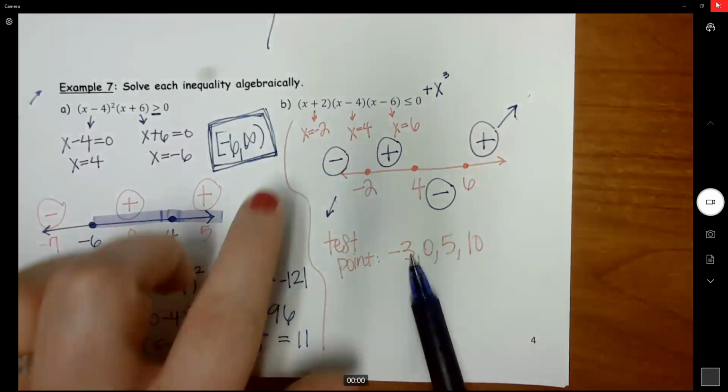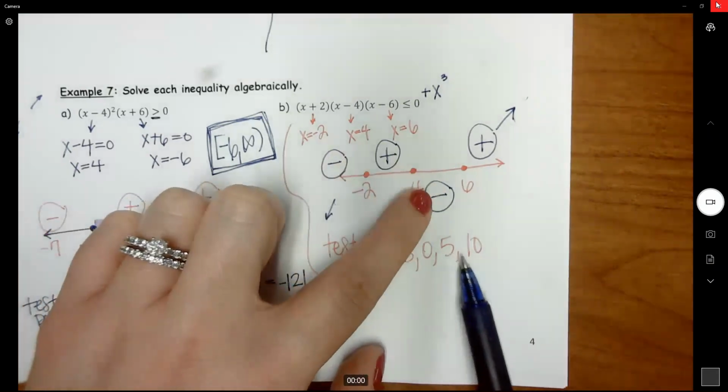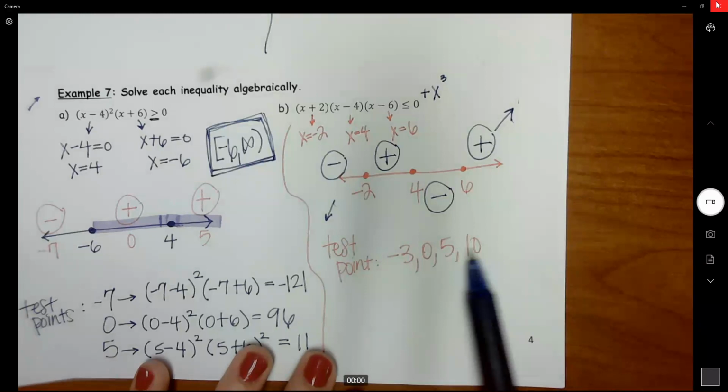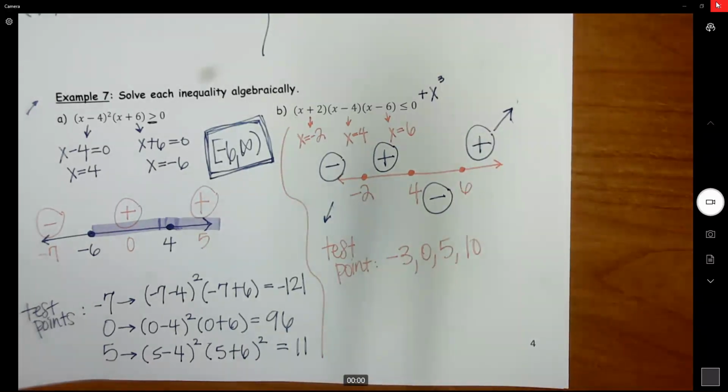Now, if you plug in -3, you should get a negative number. If you plug in 0, you should get positive. If you plug in 5, you should get negative. If you plug in 10, you should get positive. If you use these test points, it should show exactly what we just did.